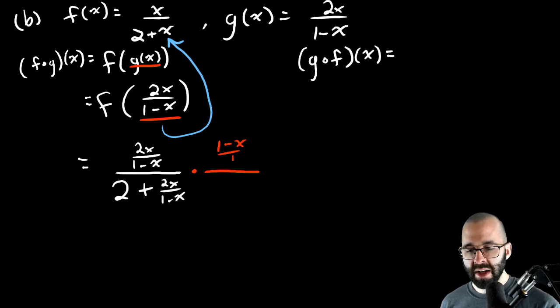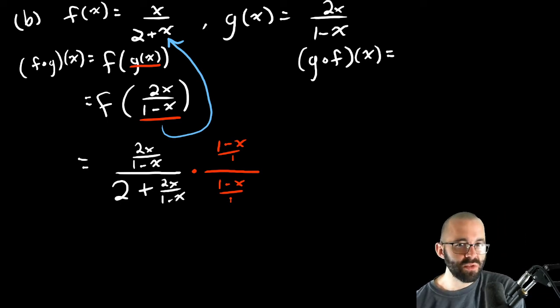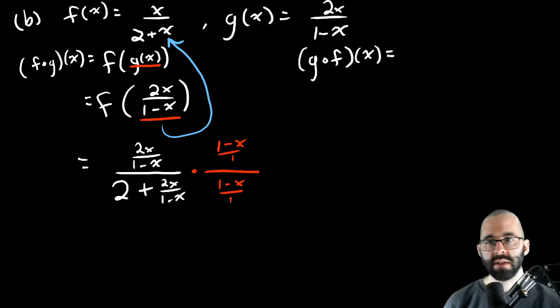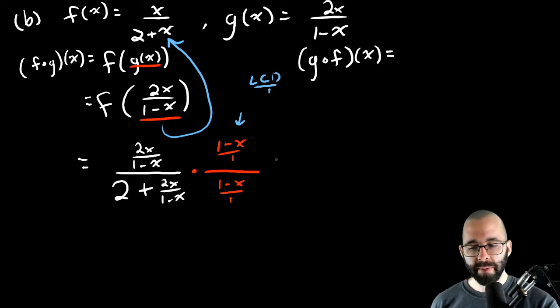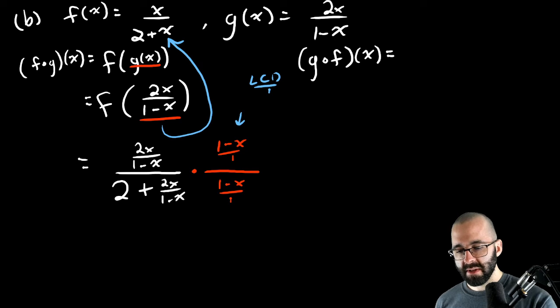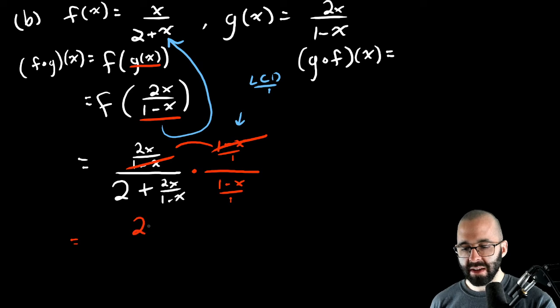Let's multiply by 1 minus x divided by 1 minus x. It can help sometimes to think of it as 1 minus x over 1. So we're multiplying by the LCD over 1 on the top and the bottom, because now look what happens. When we multiply these across, we have a 1 minus x on top and a 1 minus x on the bottom. We're just left with a 2x on the top.